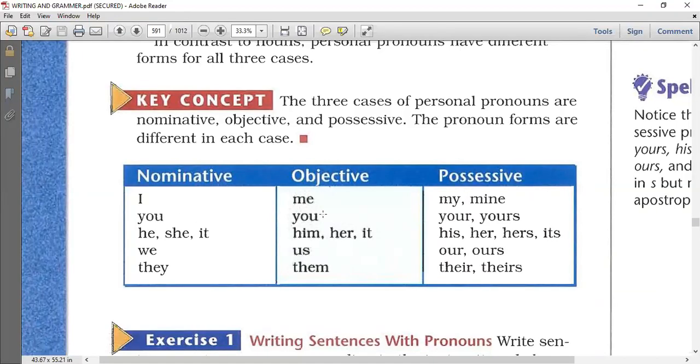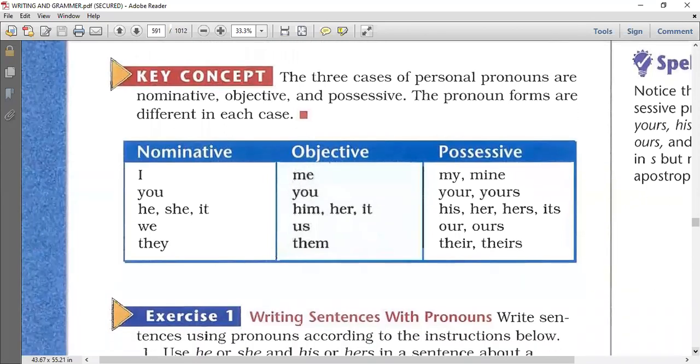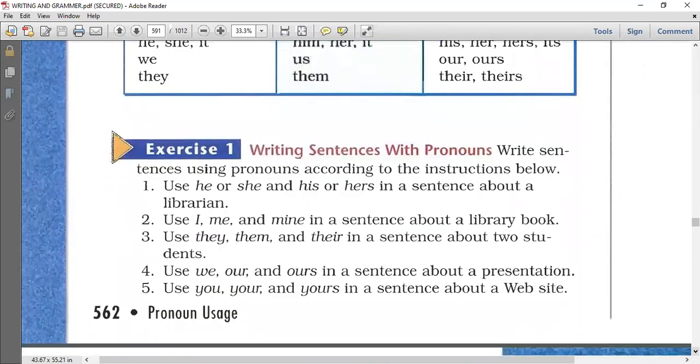You becomes you, your, yours, as you know. He, she, it, him, her, it, his, her, hers, or its, although this is rare. We, us, our, or ours. They, them, their, or theirs. Okay. Exercise 1. Get ready, guys. Writing sentences with pronouns.